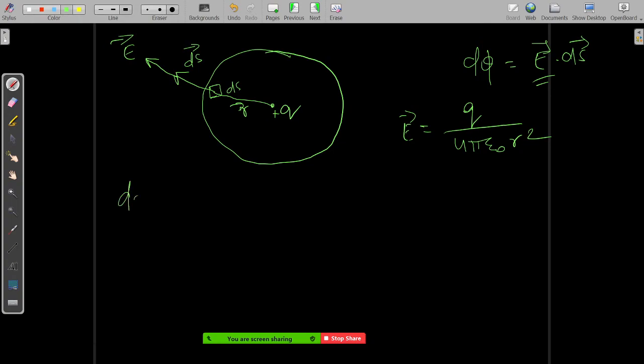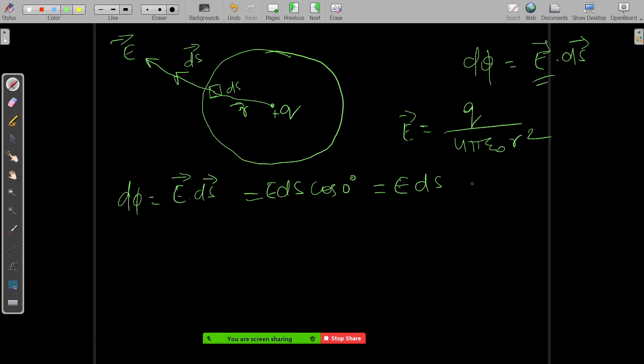So your small d phi becomes what? E dot ds, which equals directly E into ds, correct? Because cos 0 degrees. So it becomes E into ds because both are in the same direction, by symmetry. The electric field will be outwards, and the surface area will always be perpendicular, in the radial direction outwards.